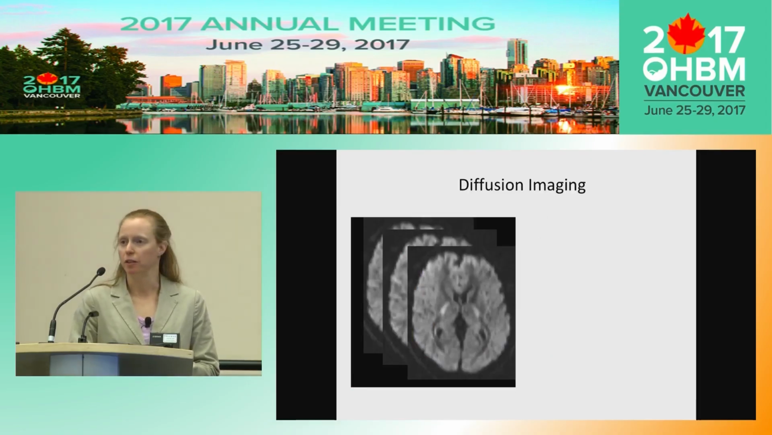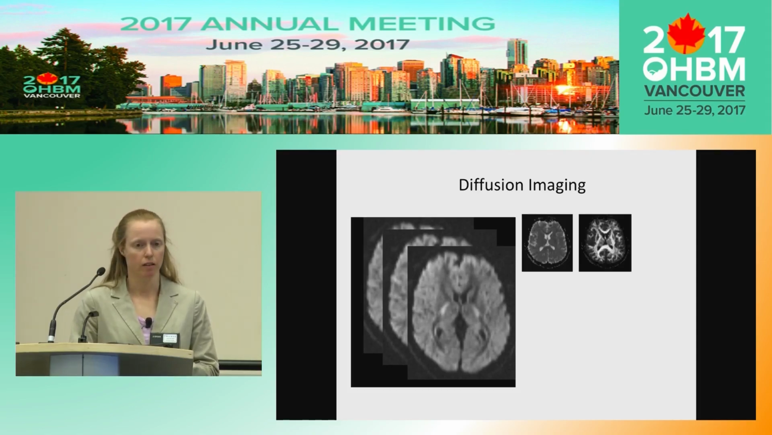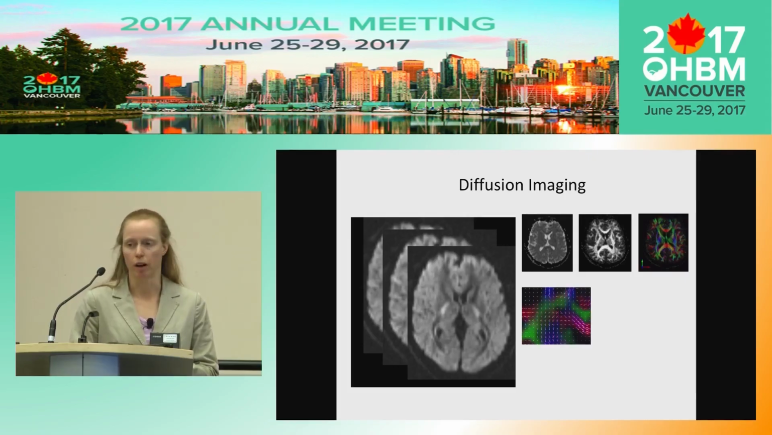So why do we want to image diffusion? These are diffusion-weighted images, and just as motivation, I'll show you some of the things we can do with them. We would generally compute maps, such as the mean diffusivity, the degree to which diffusion is anisotropic, the preferred direction of diffusion. And with diffusion imaging, we can also infer more than one preferred direction of diffusion, and from that, infer multiple fiber orientations per voxel. And with these estimates of the fiber orientations, we can compute maps of global connectivity.